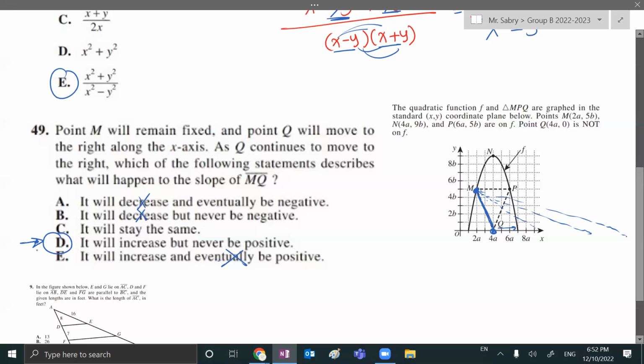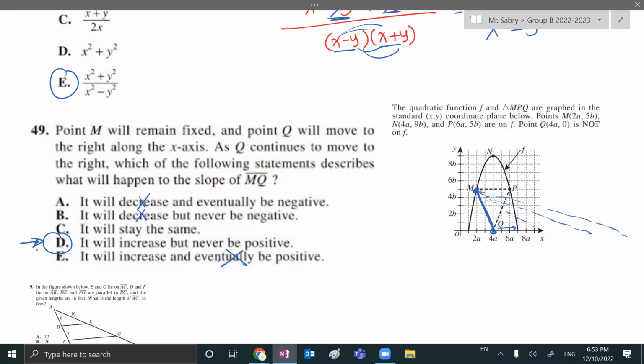I thought it was going to decrease, and I was between A and B. No, even though the slope is already negative and it's becoming more parallel to the x-axis, it means it was a very low negative value and it became almost 0. So that's getting it higher, not lower.